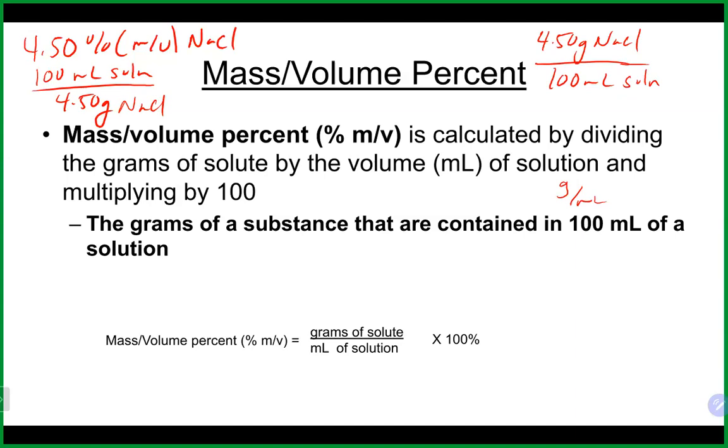All right, so in terms of percent concentrations, we have percent mass to mass, which is basically grams divided by grams. We have percent volume to volume, which is typically milliliters divided by milliliters. And we have percent mass to volume, which is grams divided by milliliters in this case. Let's take a look at one here.